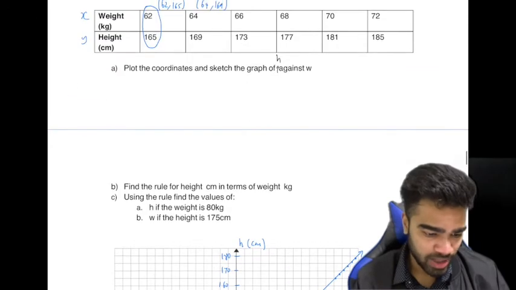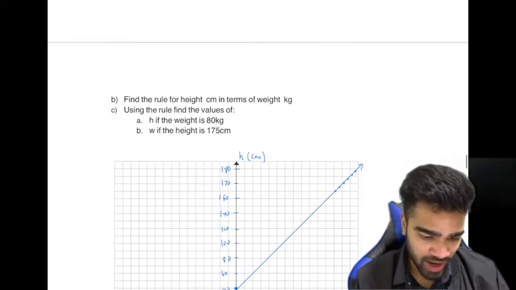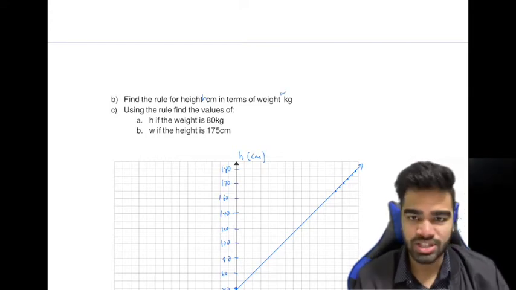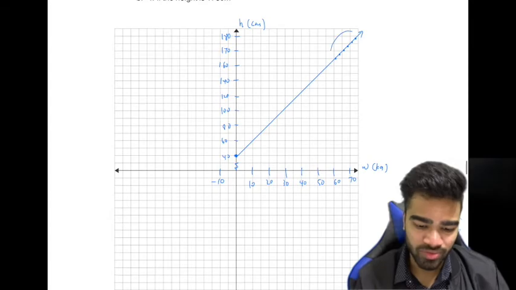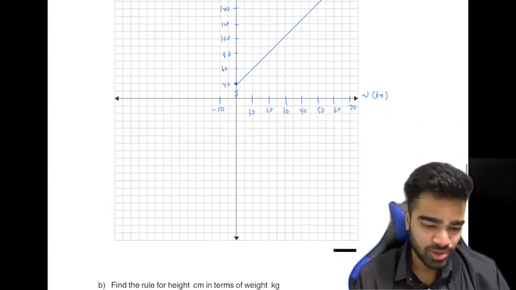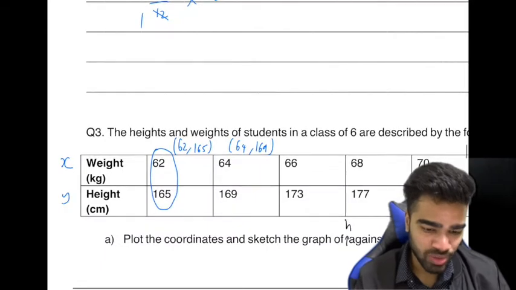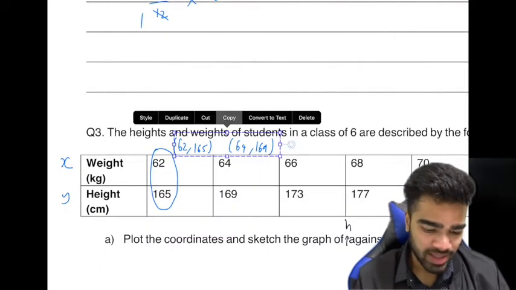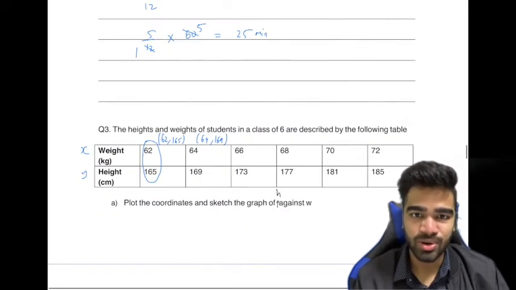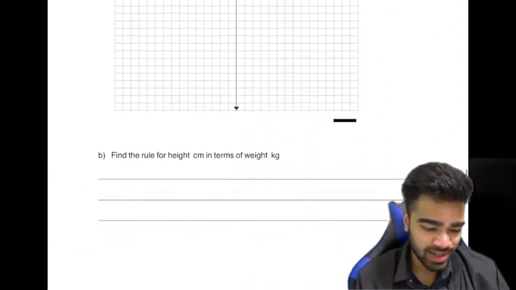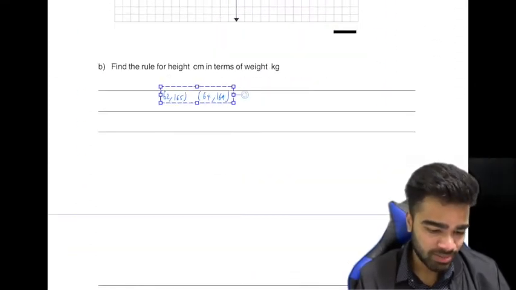Let's do part B. Part B is saying find the rule for height, h centimeters, in terms of weight, w kilograms. So h and w, pretty much just find the rule of this line. In order to do that, remember, we just need to get two coordinates. I'm just going to take both these coordinates I found earlier. And then we just need to find the equation between two coordinates, which we've already done plenty of, right, guys? We've done it in the previous chapters.